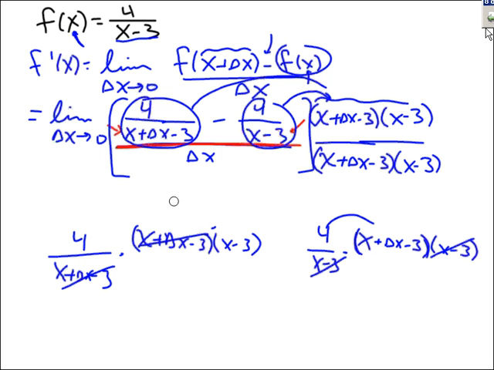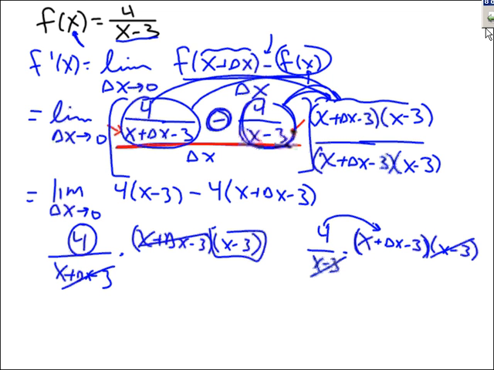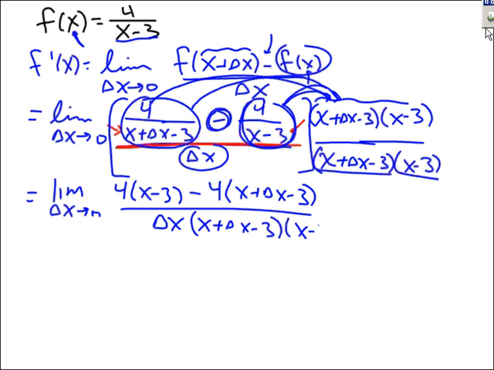Okay, let us write this stuff up. So, this is equal to the limit as delta x goes to 0. This times what's in front, we just did that. We got 4 times x minus 3 minus, and this times that was 4 times x plus delta x minus 3. Okay, so that's what the numerator is going to be. Let me get rid of our side work. If you had more space than I did, you would literally do side work on the side. Don't do side work right in the middle of the problem. Now, the denominator is simply delta x times this times that. It's delta x times x plus delta x minus 3 times x minus 3.